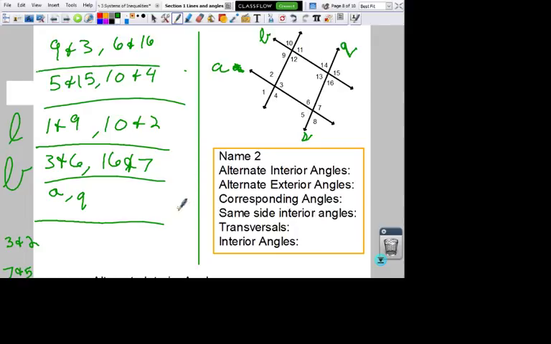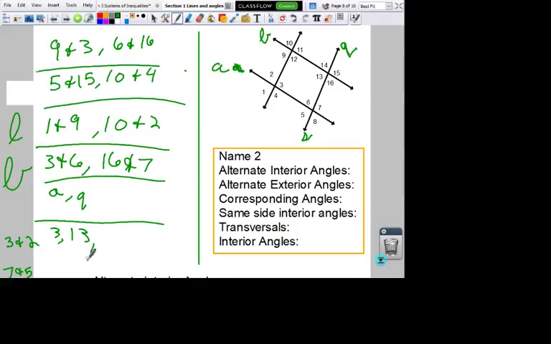Alright. And then Lark, give me 2 interior angles. That's the one I didn't do. What does it mean to be interior? In, on, between lines, right? Yeah. Give me an angle between 2 lines. 3, okay, 3 is between 2 lines. Alright, what else? 13. 13 is between 2 lines.